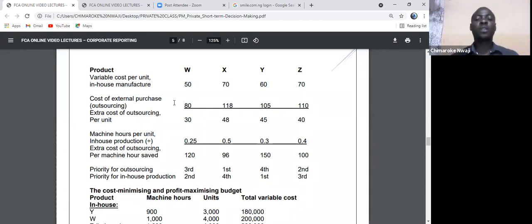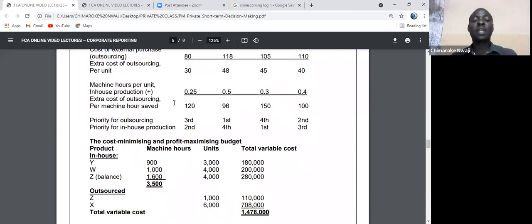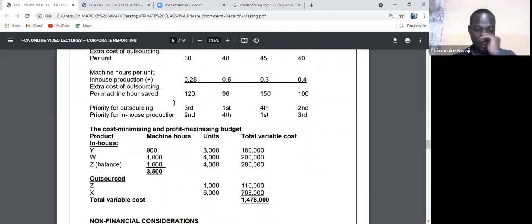Then you flip the coin the other way around. For in-house, the one that you are going to spend the most on is the one you are going to do first, followed by, that is Y, followed by W, then by Z, then by X. So that's how we are going to fashion out our production plan. Look at the production plan we've set up here. We want to achieve 3,500 hours. So we are going to do Y first.